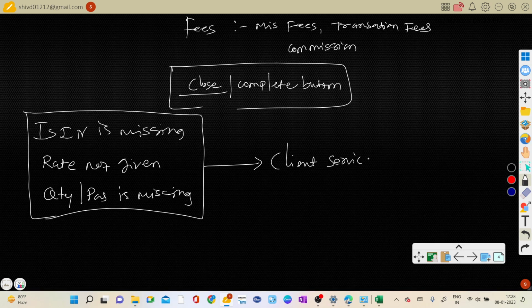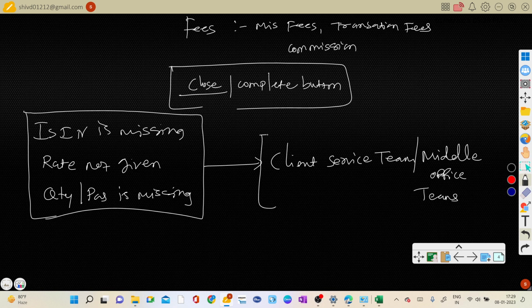Client service team is nothing but your middle office teams. Send an email with proper communication like, hey, hi team, we have received data for processing trades, but we are missing the ISIN. Can you see the below details and please provide the ISIN to book the trades into the system? Their job is to provide the ISIN to you, it's not your job. Meanwhile, you can put that trade on hold.